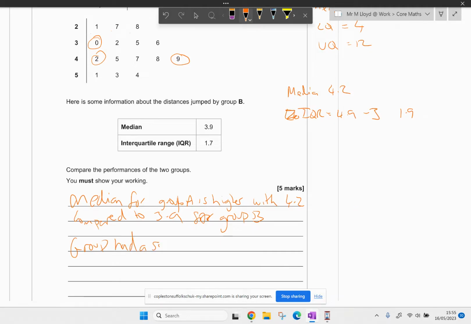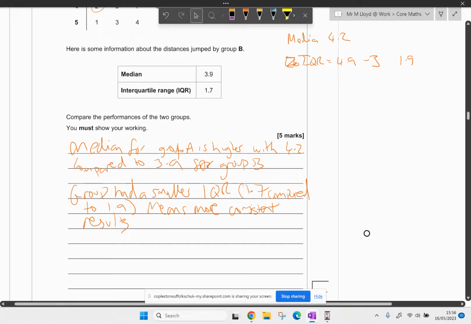had a smaller interquartile range, which was Group B's was 1.7 compared to 1.9, and then that means more consistent results. More consistent results. Okay, and that's really important. You have to not only draw upon the two data bits, but also just say what it means. So it means more consistent for this one.